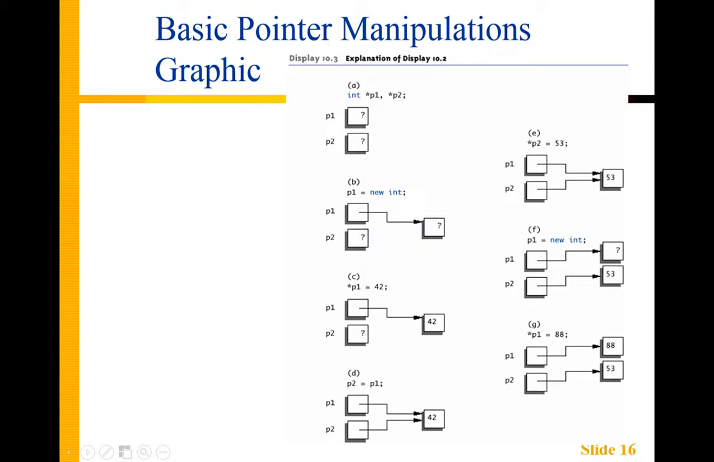Then the code says asterisk P2, so we're dereferencing. Whatever P2 is pointing to, I want to assign a new value into that, which is 53. And then I'll create another memory location, and I'm repointing P1 to this new memory location. Following that, I'm putting a new value into whatever P1 is pointing to. So now we have 2 pointers, each pointing to a different nameless memory location. Each of them has 88 and 53. Did that make sense?